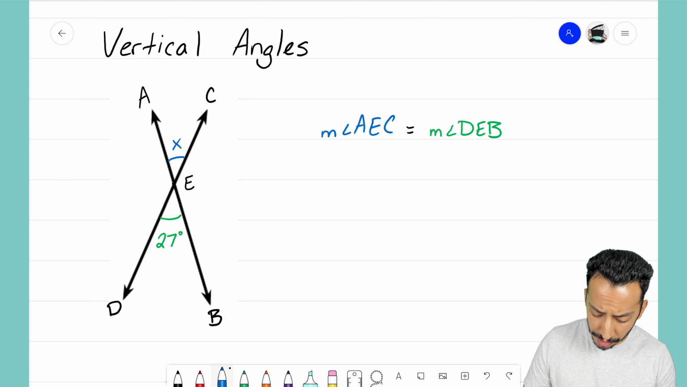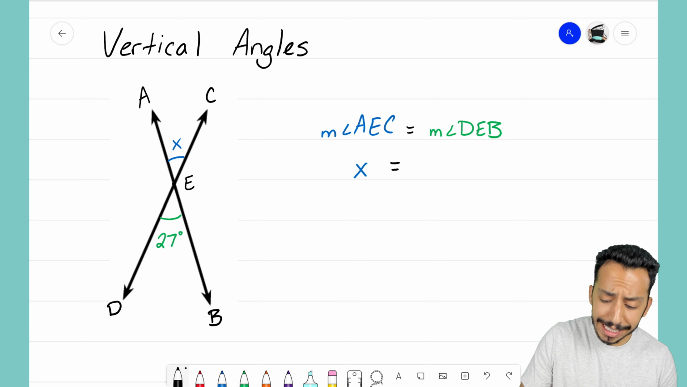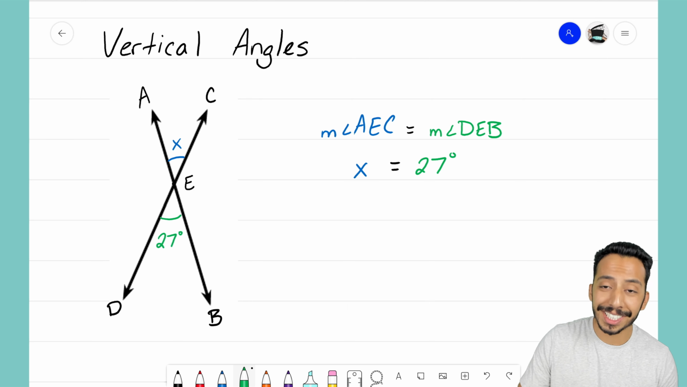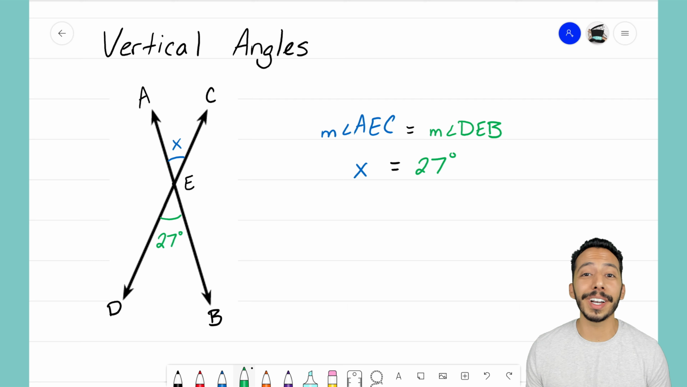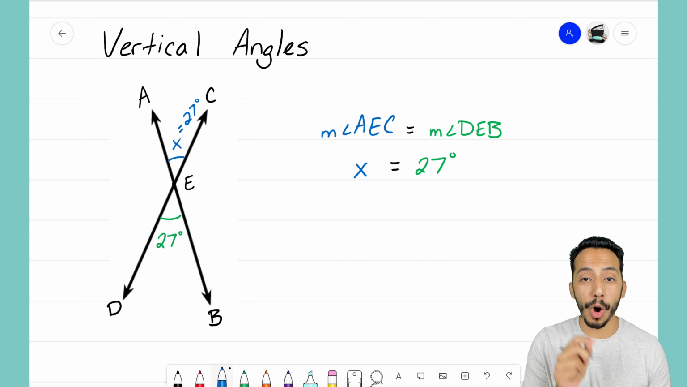So what's the measure of angle AEC? Well, that is X. They told us that. What's the measure of angle DEB? Well, that bottom angle there is 27 degrees. Notice that my equation is already solved now, that I know that X equals 27 degrees because these angles are vertical and vertical angles are always equal.